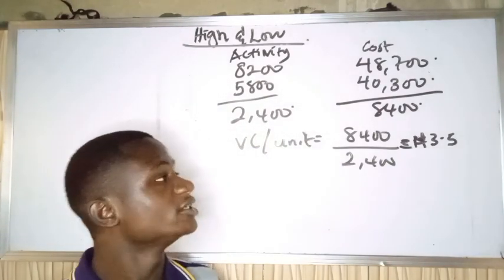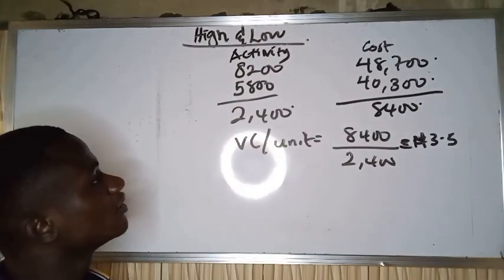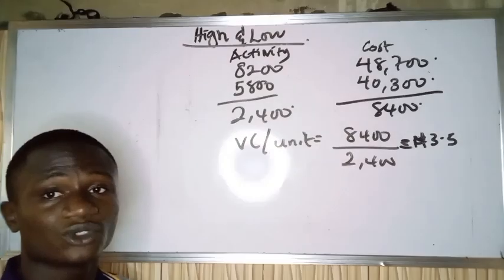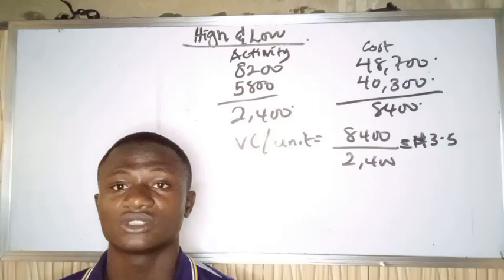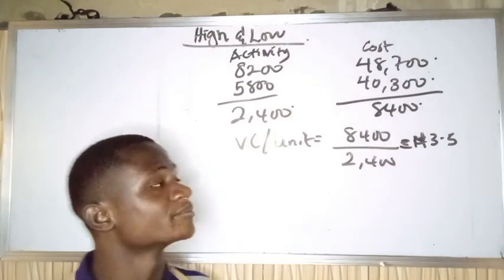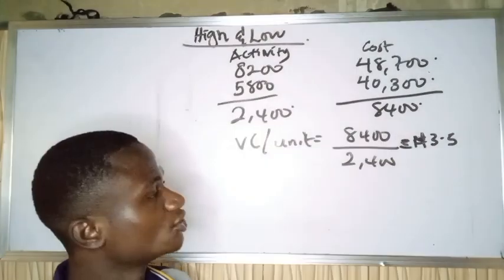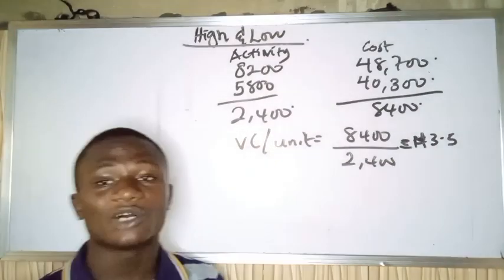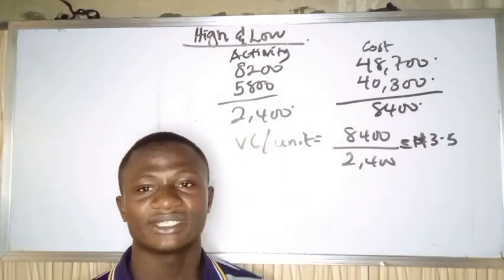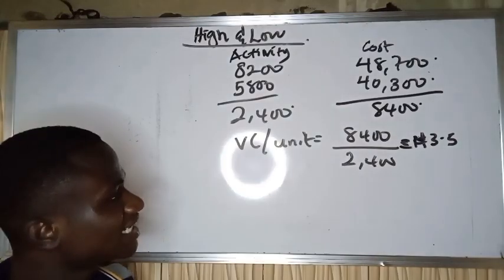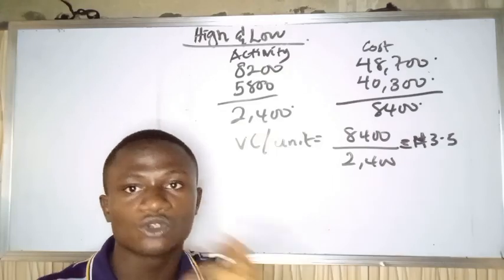The next thing I need to get is my fixed cost. If you look at the question very well, to get your fixed cost, you can use either the high level of activity or the low level of activity. Whichever one you use, you get the same thing. We have established that our variable cost per unit is 3.5 naira. That means for one unit I'm producing, I'm spending 3.5 naira as variable cost.